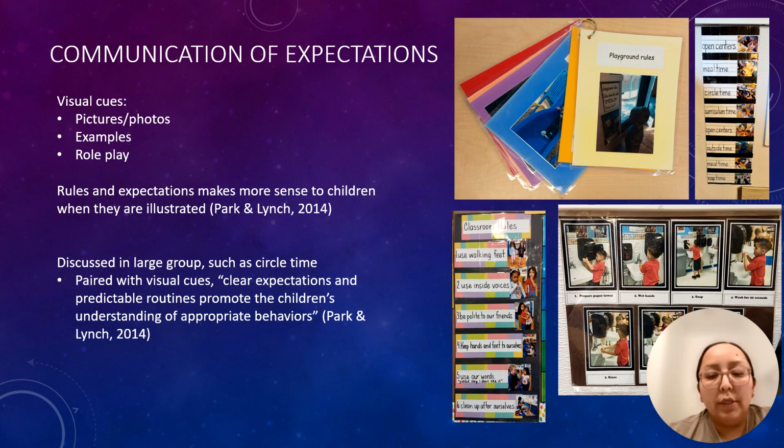Communication of expectations: how my expectations are communicated is through visual cues, pictures, photos, examples, role play. Rules and expectations make more sense to children when they are illustrated and discussed in large groups such as circle time. Paired with visual cues, clear expectations and predictable routines promote the children's understanding of appropriate behaviors.